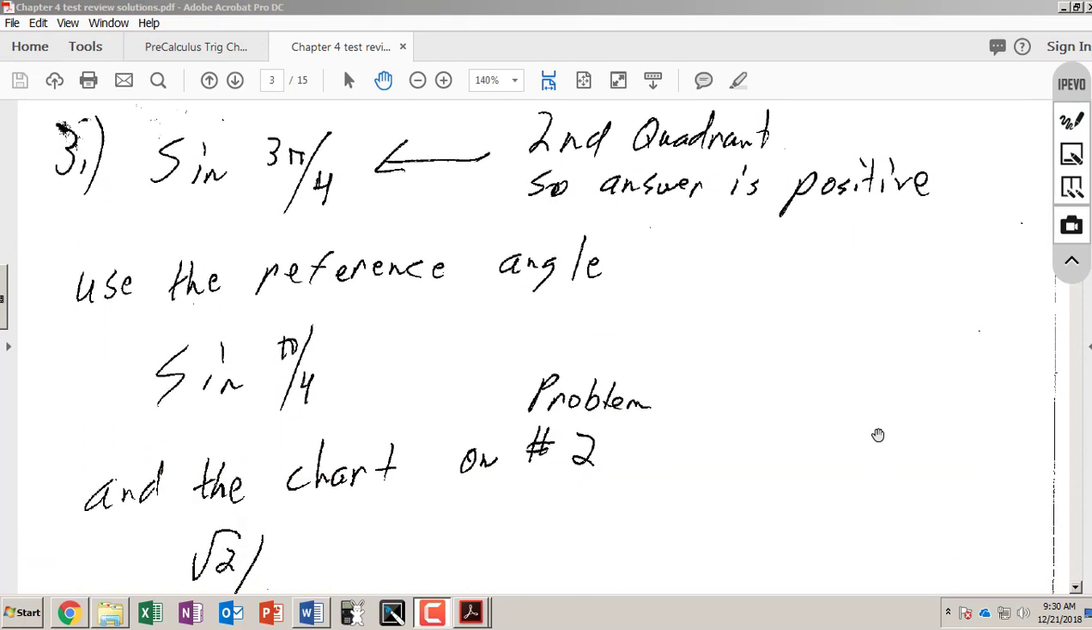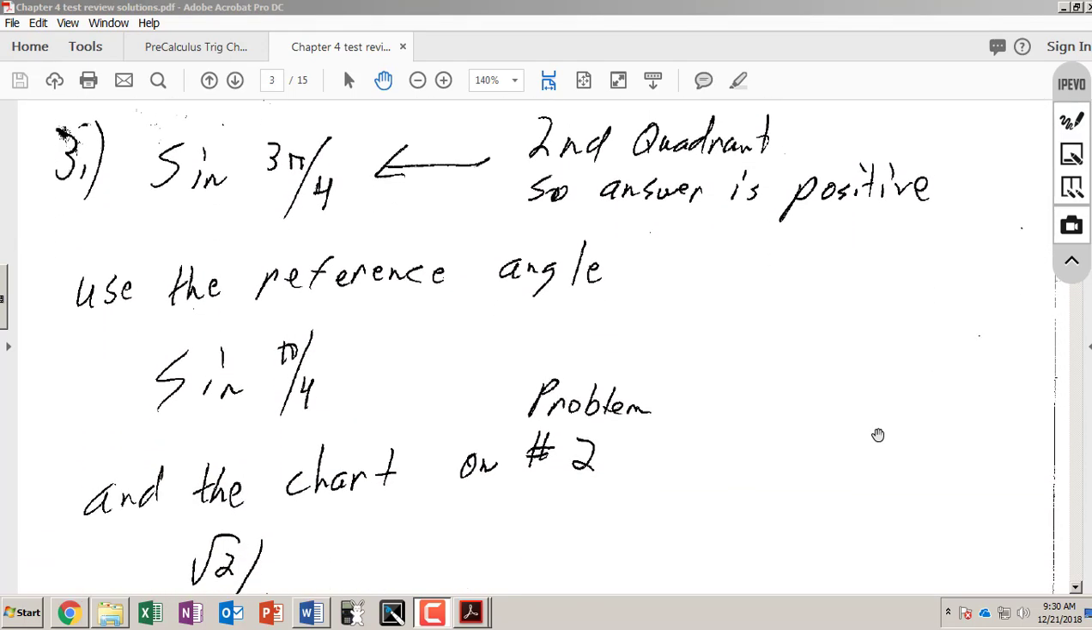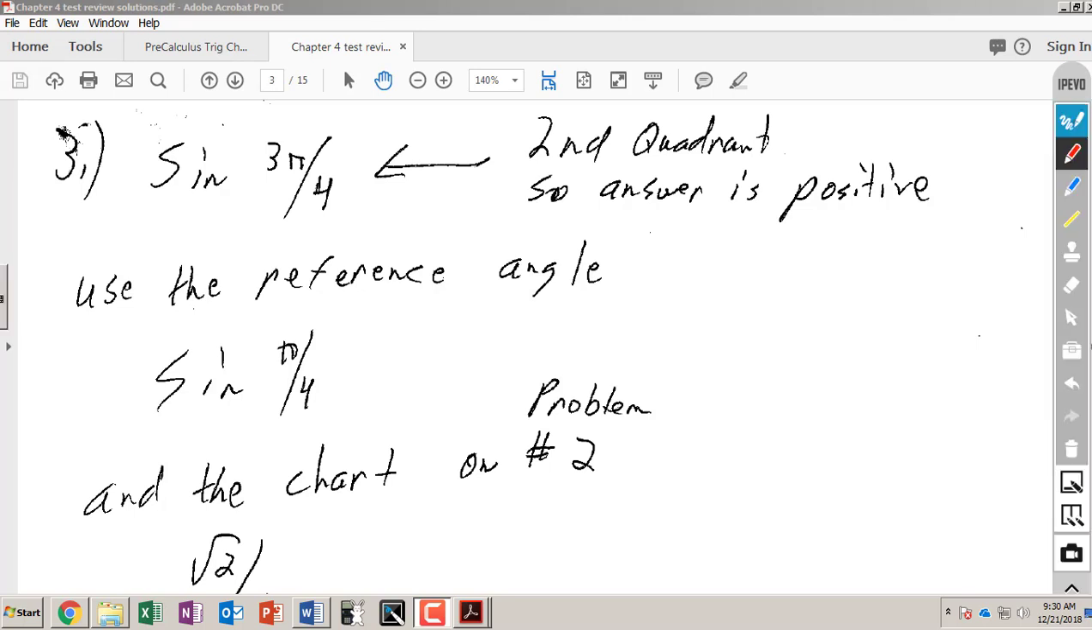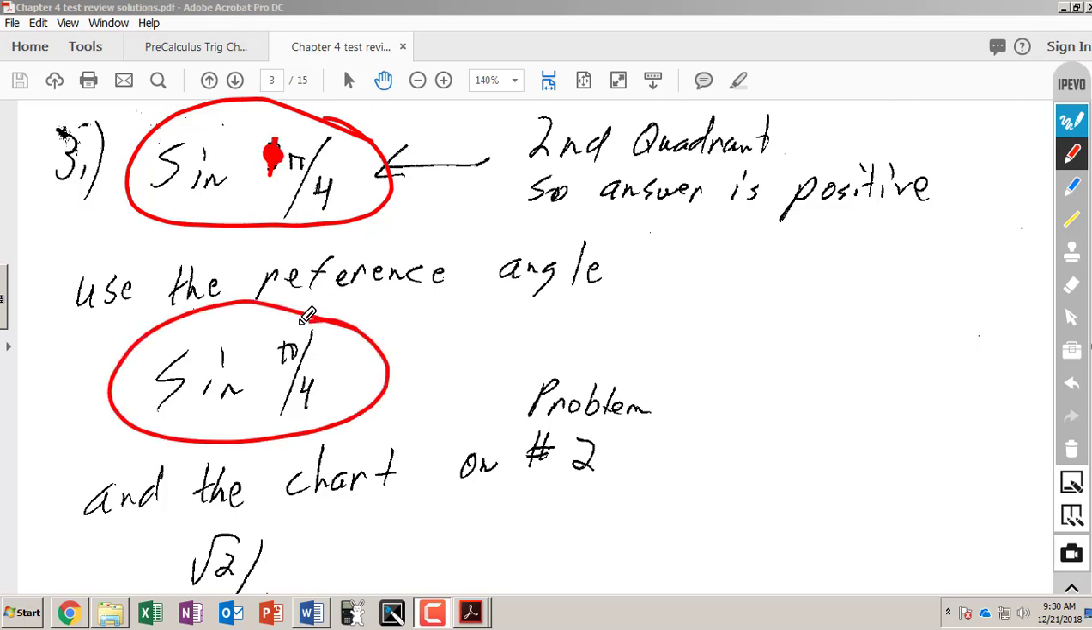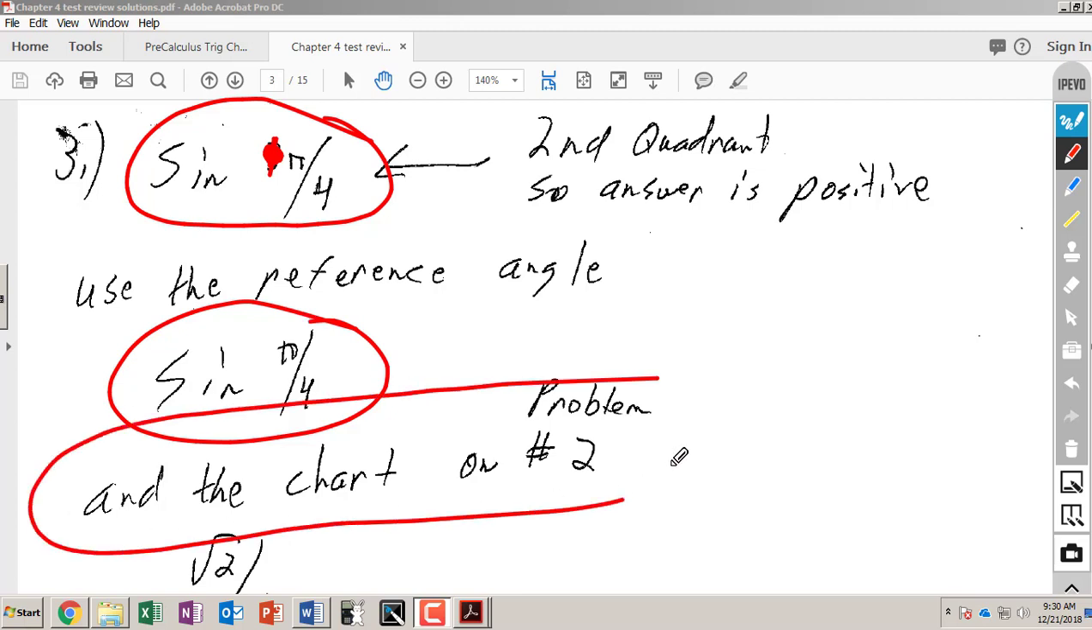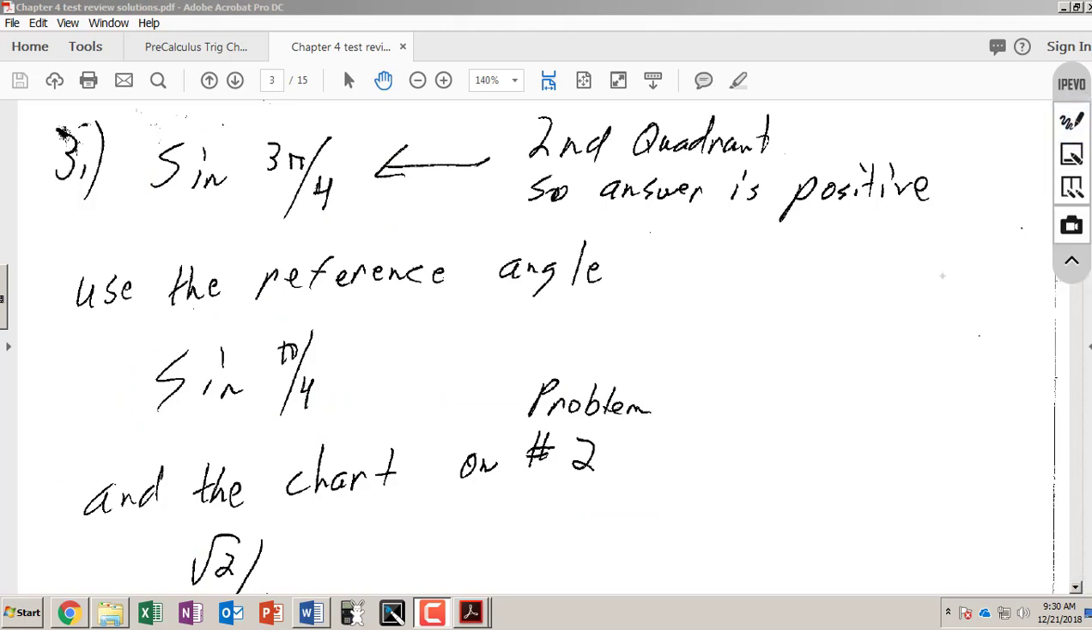Okay, on my next problem, it wants me to find the exact value of the sine of 3 pi over 4. So remember, you're going to have to use your chart again. Using your chart, I need to use the reference angle. So remember, to find the reference angle, you just ignore your numerator. And that's going to be the sine of pi over 4. So we're going to check that chart that we just made on problem number 2 and see what the answer to the sine of pi over 4 is.